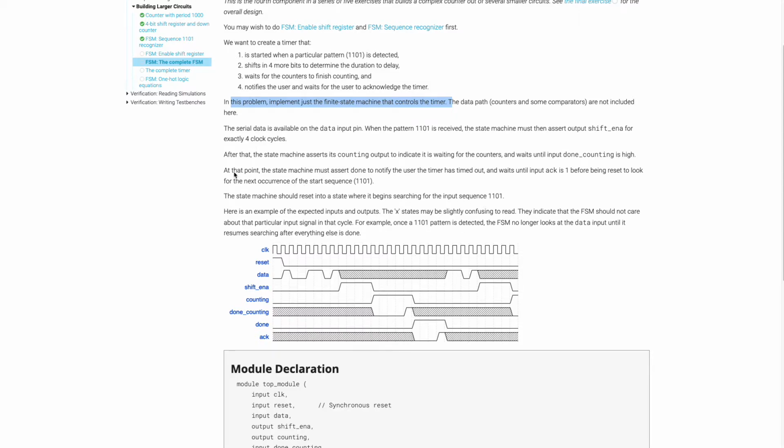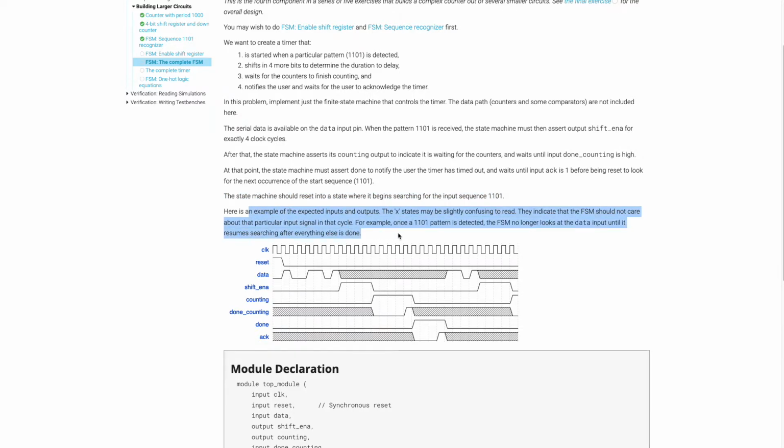Until done counting is high. At that point, the machine goes to another state, must assert done to notify the user, and waits until ACK is 1 before being reset to look at the next occurrence. So back to this original state. The state machine should have a reset into a state where it begins searching for this.